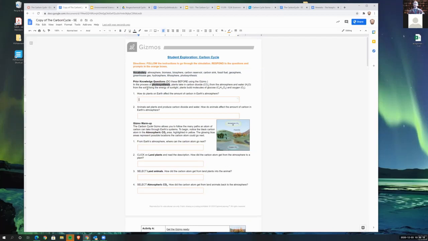Let's answer these questions. So, prior knowledge questions. Do these before using the Gizmos. In the process of photosynthesis, plants take in carbon dioxide from the atmosphere and water from the soil. Using the energy of sunlight, plants build molecules of glucose and oxygen. How do plants on Earth affect the amount of carbon in Earth's atmosphere? What do we think? How do plants affect the amount of carbon in the atmosphere? Do they increase the amount of carbon in the atmosphere, or do they decrease the amount of carbon in the atmosphere?